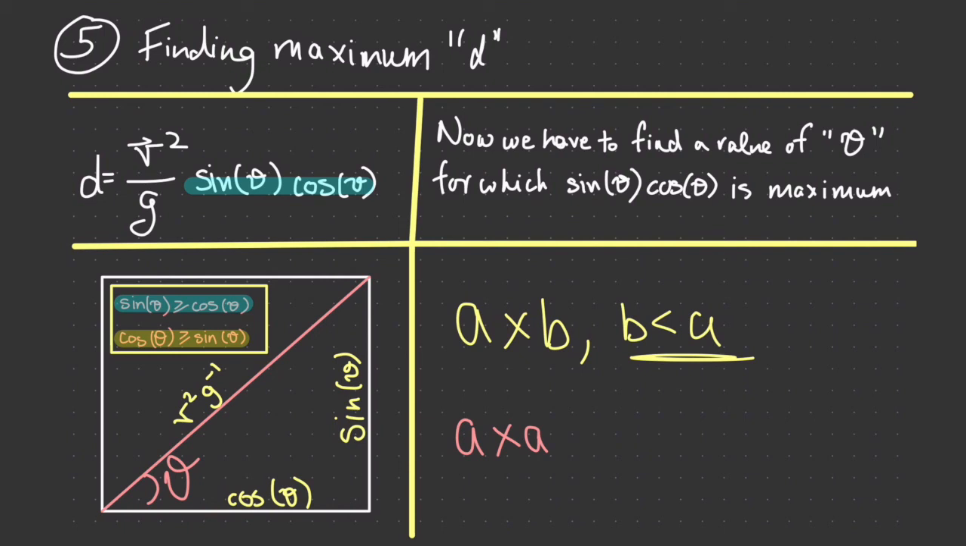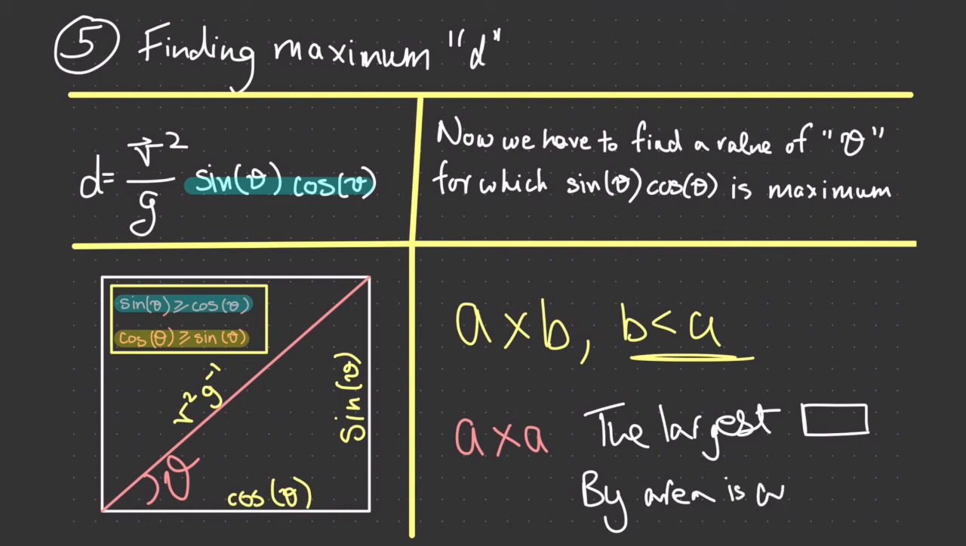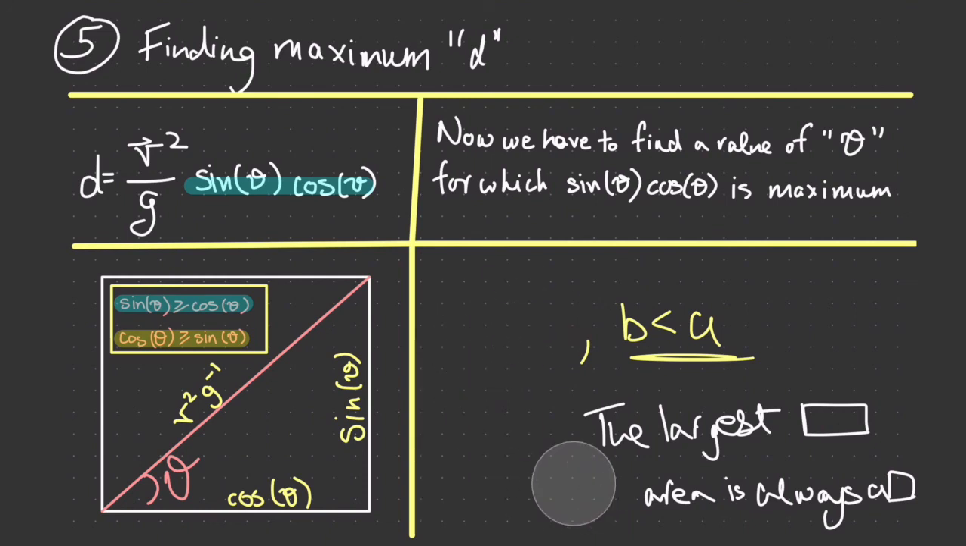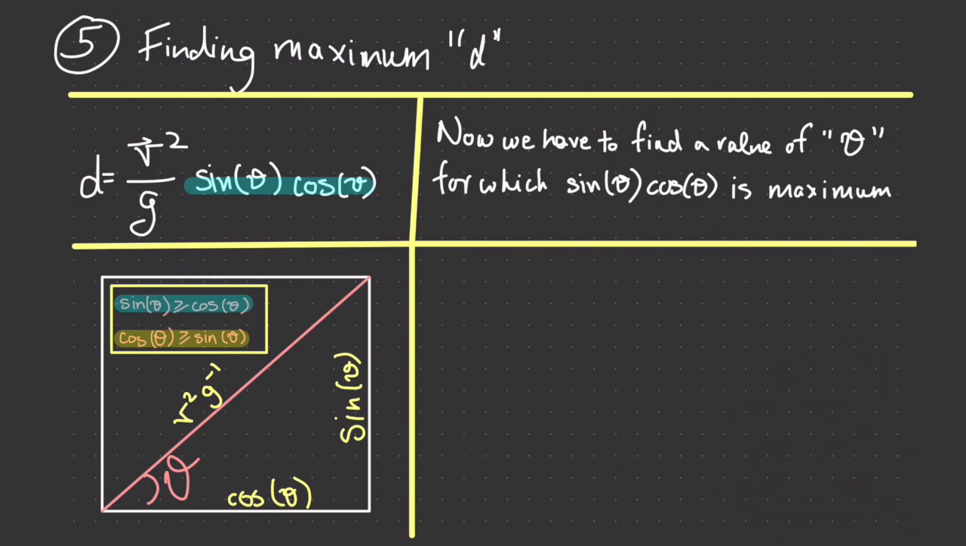And as we know, the largest rectangle by area is always a square. Now, using this same logic, because we know that the largest rectangle must always be a square, we can actually calculate a value for theta here using only our geometrical representation. So for this to be a square, we basically need cosine theta to equal sine theta.